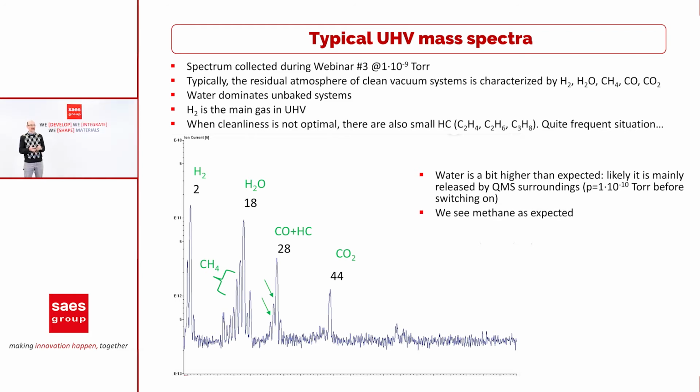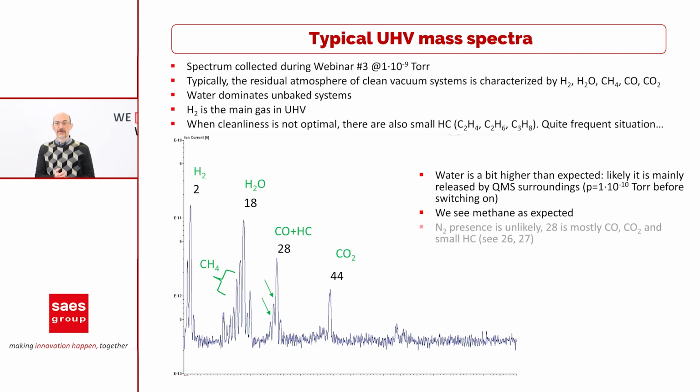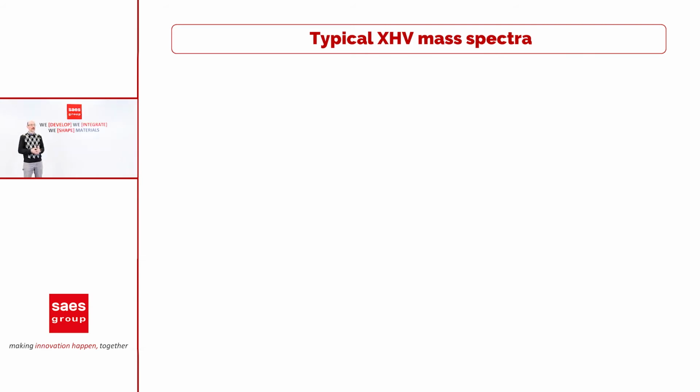We see methane as expected. Nitrogen presence is unlikely, so 28 is mostly carbon oxides and small hydrocarbons, as we can see 27, 26. Then we have CO2, which is expected to be there. When the pressure is lower, below 10 to the minus 10 millibar, we speak about extra high vacuum.